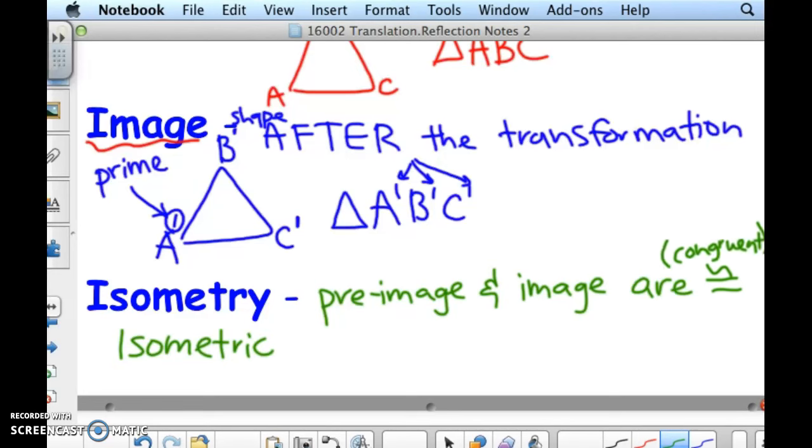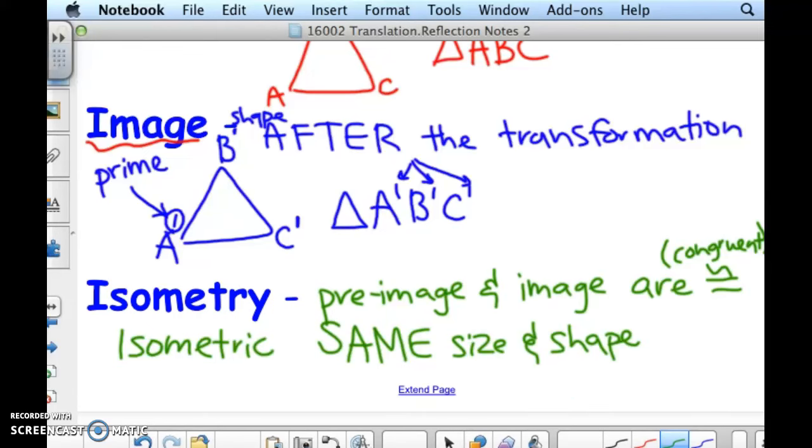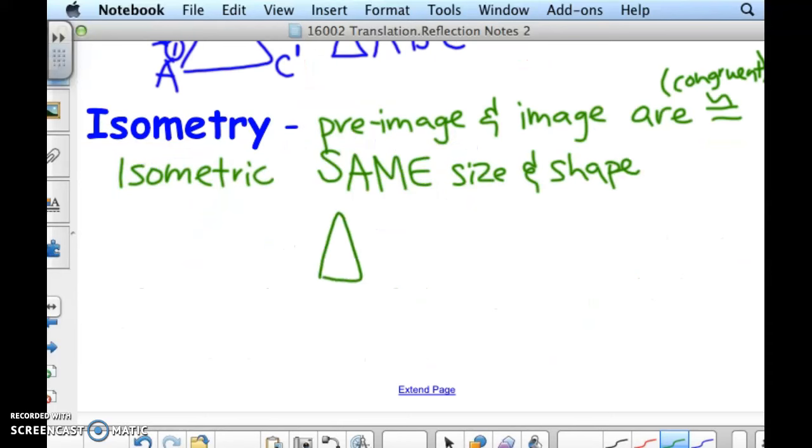So I know that my image and my pre-image are congruent. So what does that mean? It means they have to have the exact same size and shape. So if I started with the triangle, my triangle cannot grow larger or smaller. It simply needs to be a triangle. And it cannot get any bigger. It has to stay a triangle.